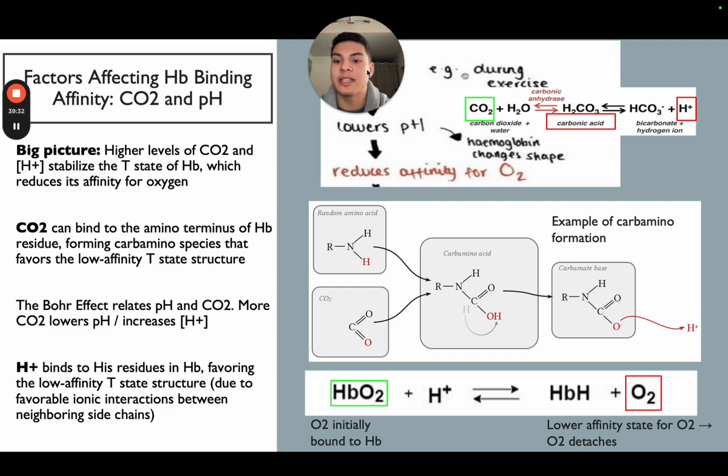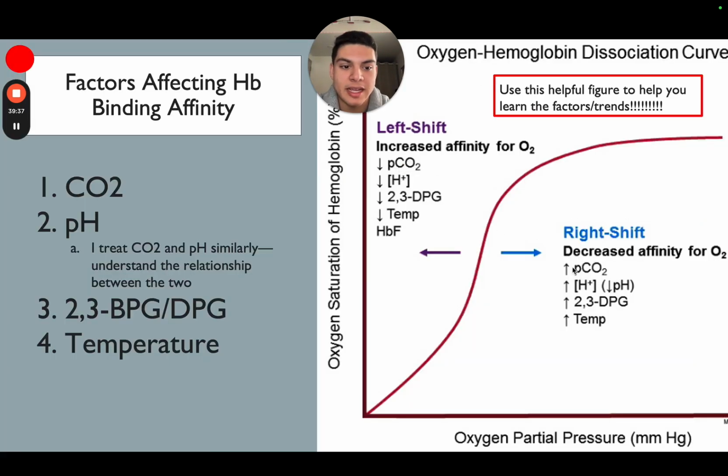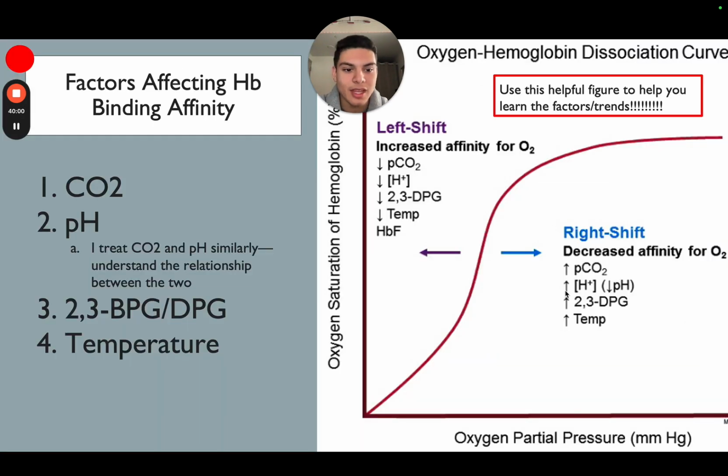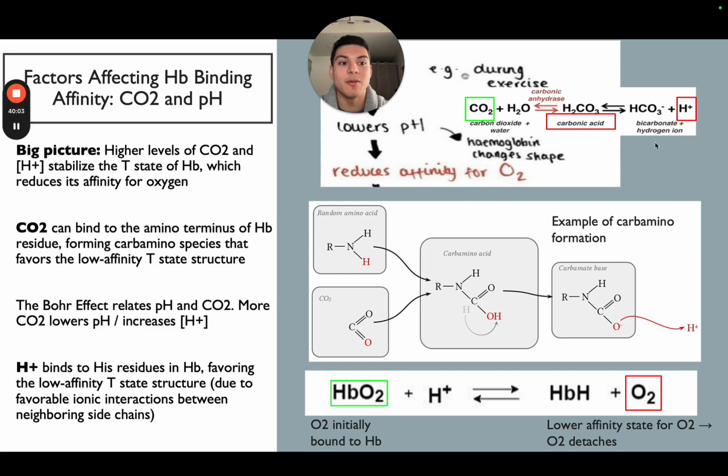And so the Bohr effect relates pH and CO2. Remember this graph, how I mentioned that by increasing the partial pressure of carbon dioxide, we have decreased affinity for O2? Well, that's because carbon dioxide will bind to the hemoglobin and promote the T state, but this can also relate to pH. If the pH is lower, that means we have a higher concentration of hydronium ions, the H pluses, the protons. The reason it relates to these two is because remember this bicarbonate buffer system, the carbonic acid buffer system?